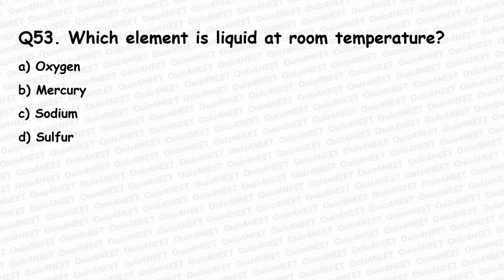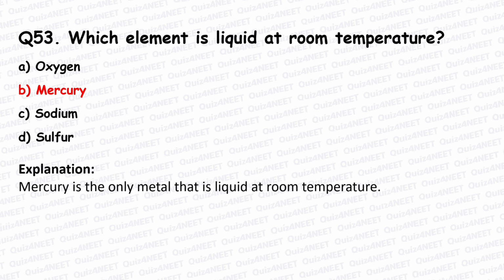Q53. Which element is liquid at room temperature? A. Oxygen, B. Mercury, C. Sodium, D. Sulfur. B. Mercury. Mercury is the only metal that is liquid at room temperature.